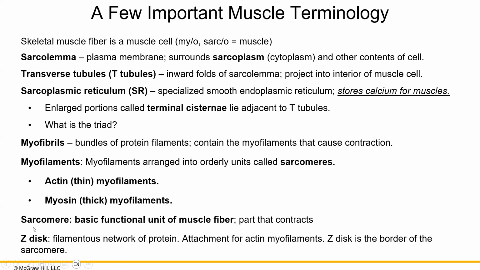The Z disk is a network of proteins that act as our anchor point for our actin, our thin myofilaments, and this also acts as the border of our sarcomere. So a sarcomere goes from Z disk to Z disk, and we're really going to look at one sarcomere by itself when we go into this a little further. But really, our sarcomeres are lined up kind of one after the other from Z disk to Z disk.